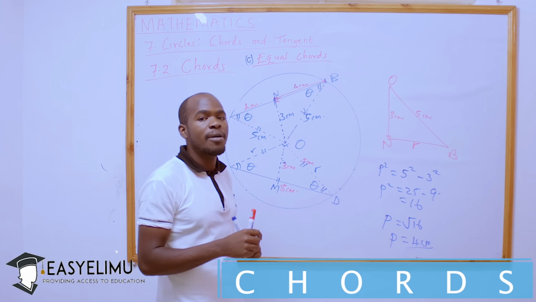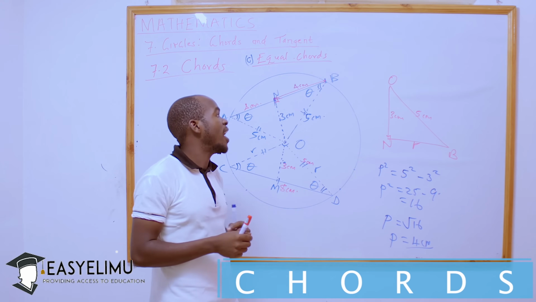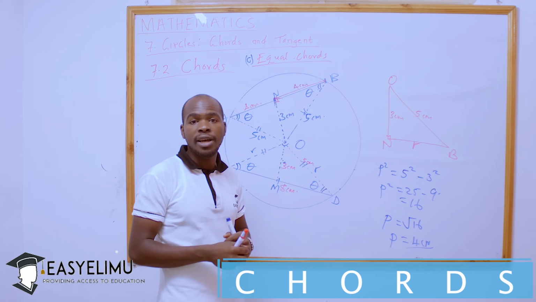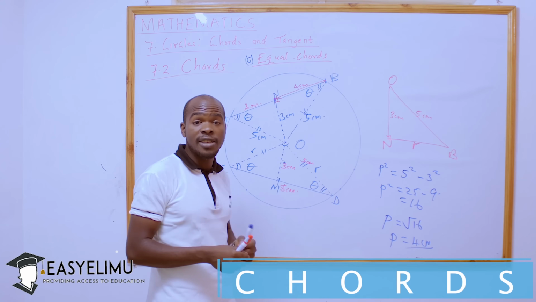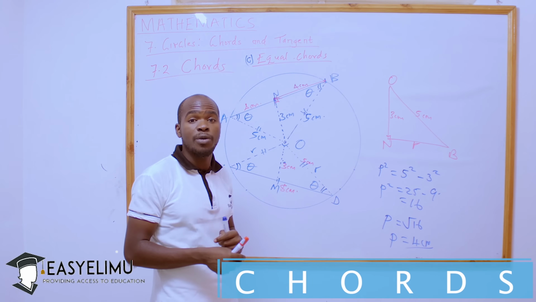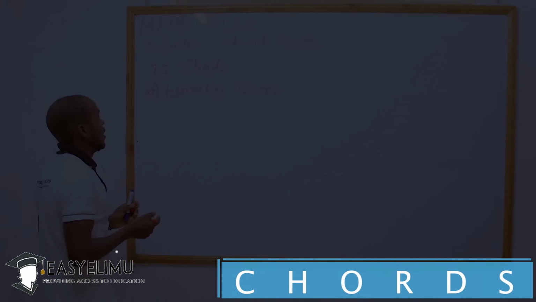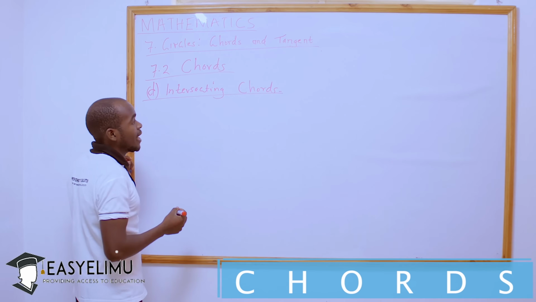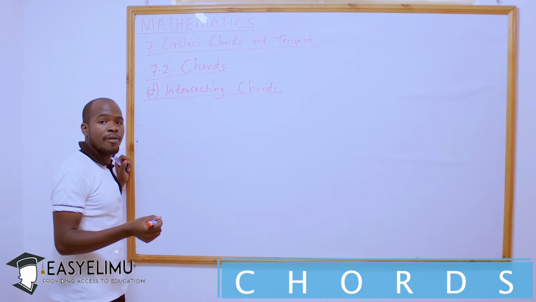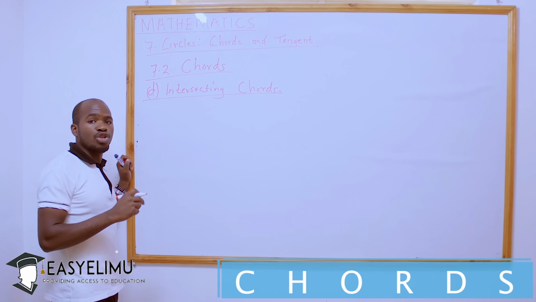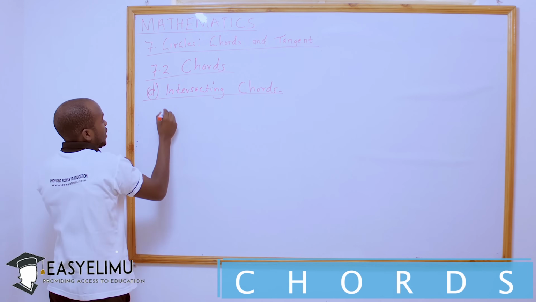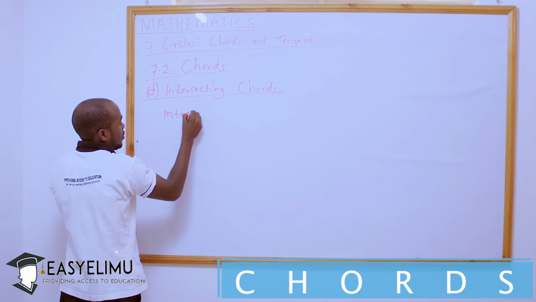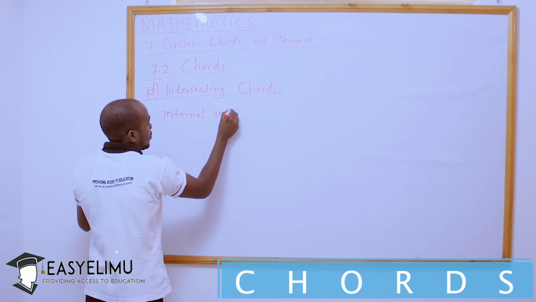You can use the same relationship and whatever we have learned, even to find the angle theta, and also to find whatever is included in a problem containing equal chords. Let's now see intersecting chords. Under intersecting chords, we are going to start with the first section, which is those which intersect internally. So we shall see internal intersection.